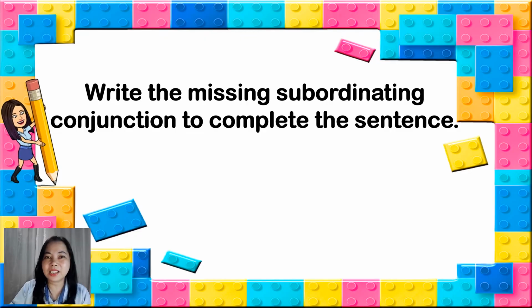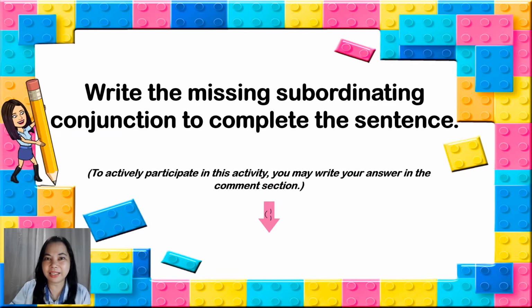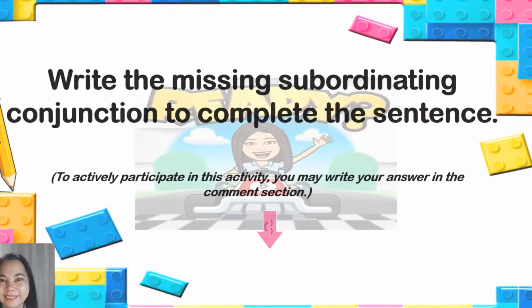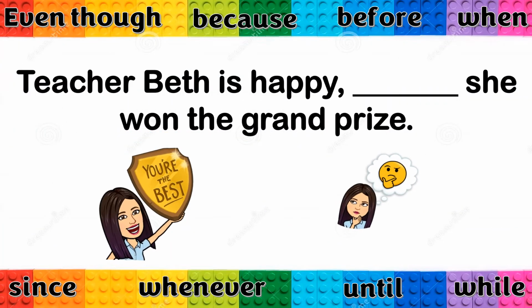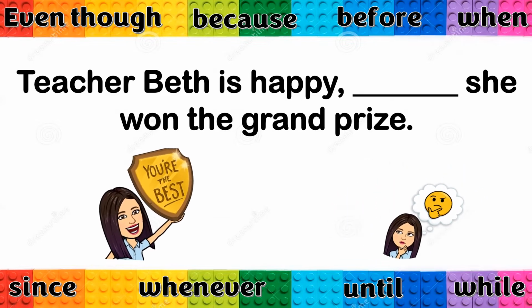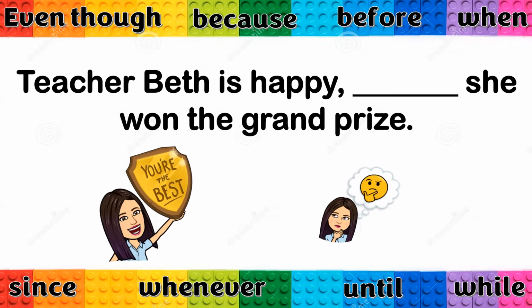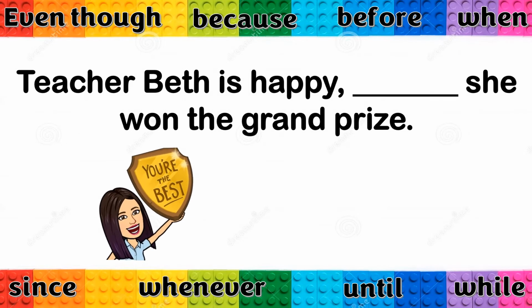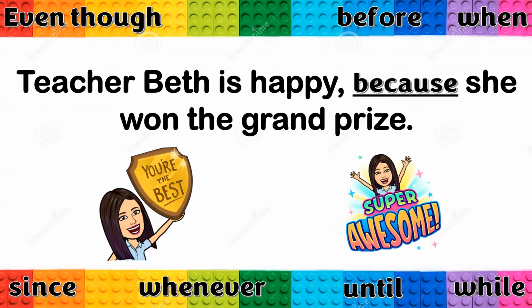Write the missing subordinating conjunction to complete the sentence. To actively participate in this activity, you may write your answer in the comment section. Are you ready? Teacher Beth is happy, blank, she won the grand prize. Teacher Beth is happy because she won the grand prize.